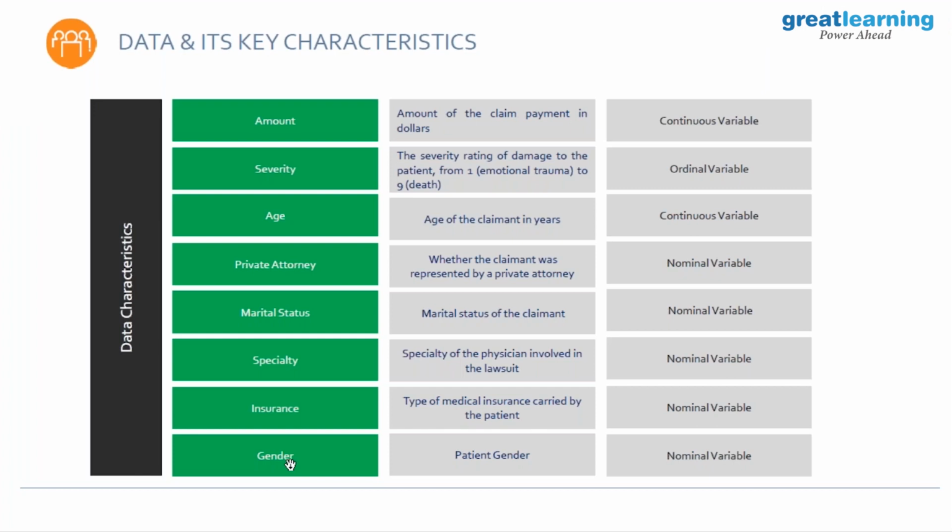What specialty of the doctor did the customer deal with? So the disease specialty of the physician. Then what type of insurance do they have? Do they have a public one? Do they have a private one? Do they have any unknown kind of insurance? Do they not have insurance at all?